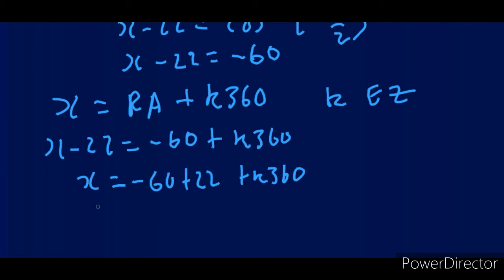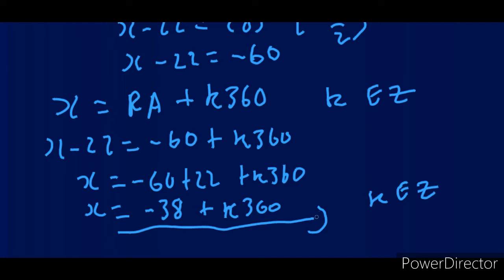And then from here, we're going to end up having x is equals to, so minus 60 plus 22 should be minus 38. So we're going to have minus 38 plus k 360, and k is an element of integers. So this is just our first equation. Let's get the second one.